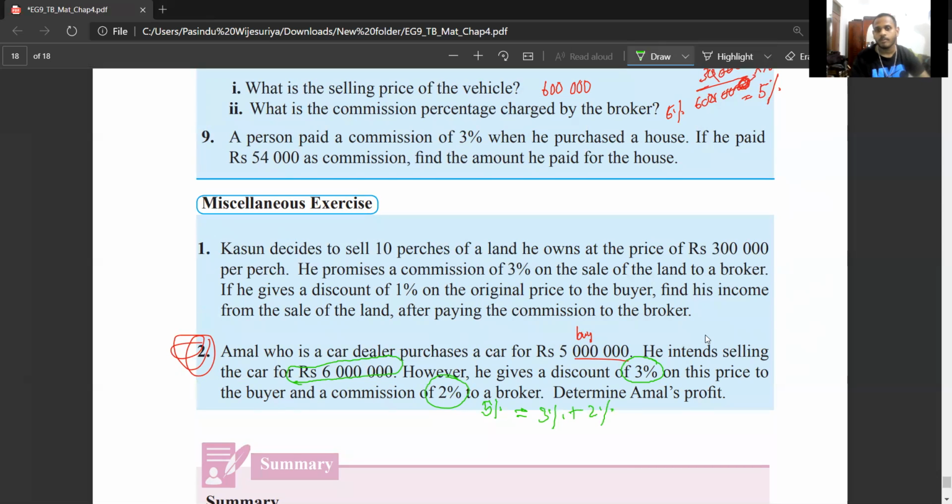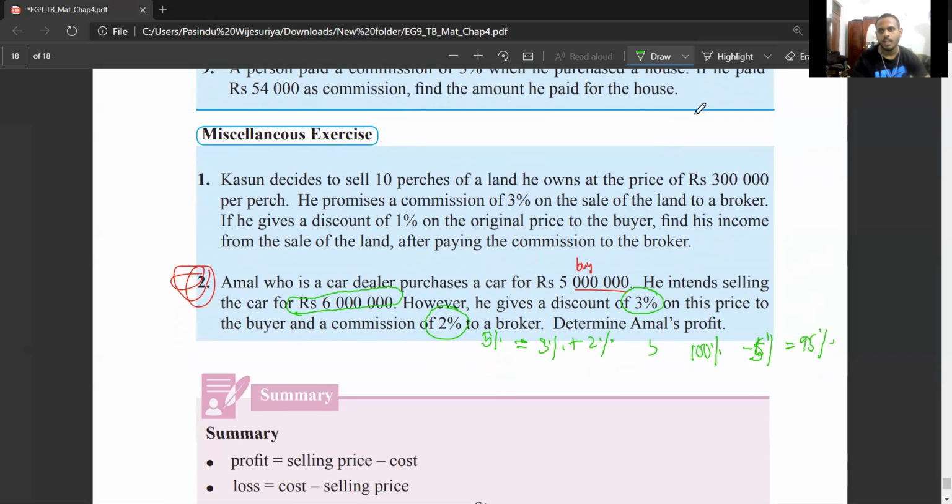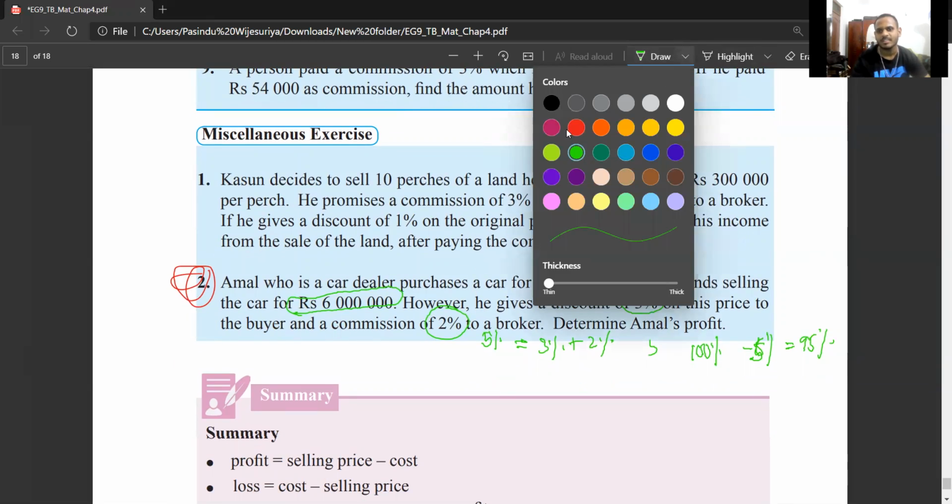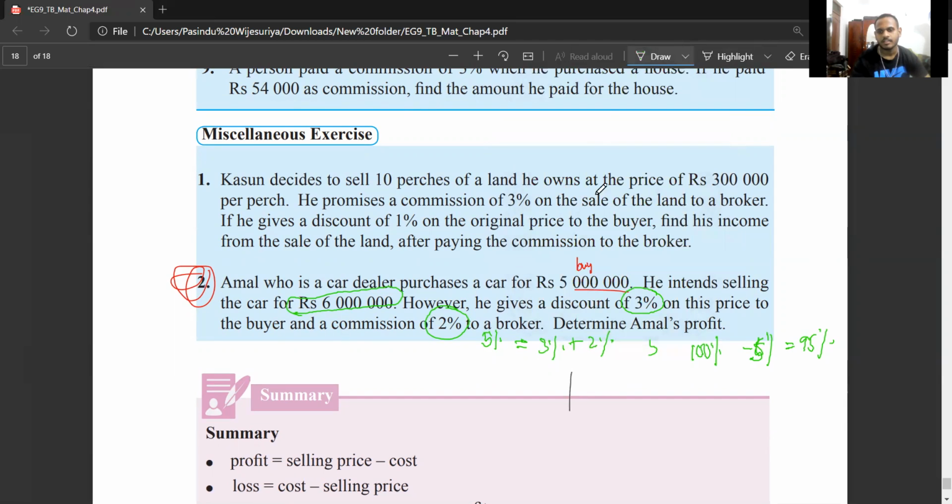So there is a 5% loss on this 6 million that he sells it for. So if the 6 million is 100%, reducing 5% leaves 95%. I will pick another color. It looks a bit light. Yeah, gray is good. So 95%.